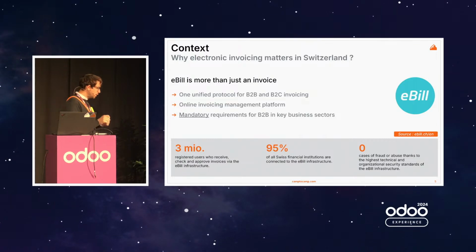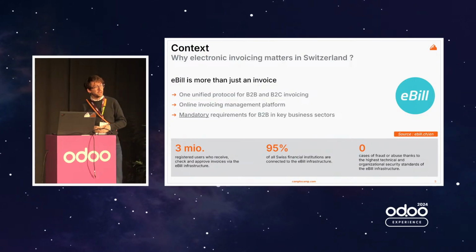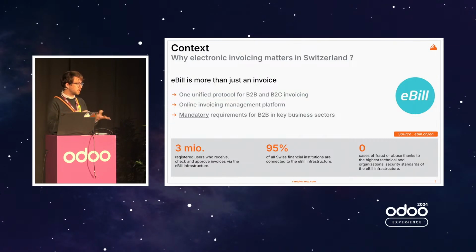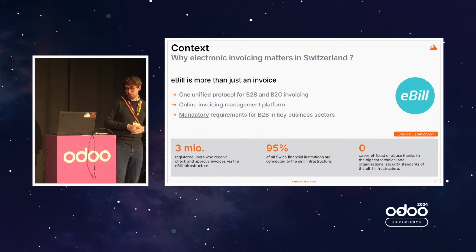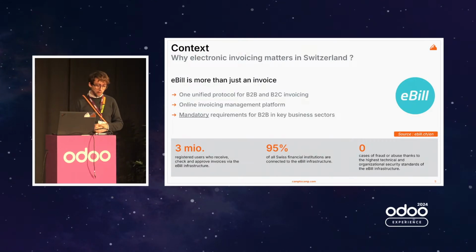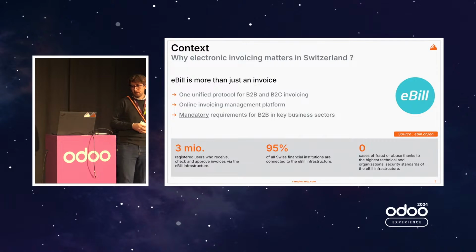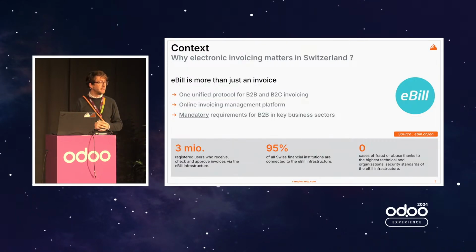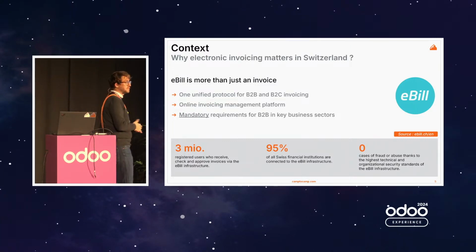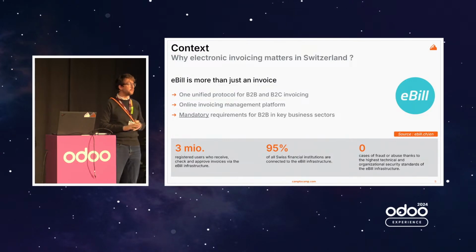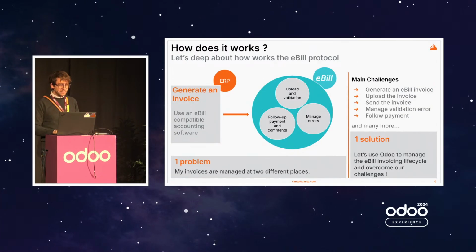So, some small numbers about eBill to understand how important it is. We are talking about 3 million registered users or companies, that can be a company or a person, that receive, check, and approve eBilling directly on the online platform. We're also talking about 95% of Swiss financial institutions. What is a Swiss financial institution? It's a bank, obviously, that is connected to the eBill infrastructure. That means I can pay and I can receive payments. And one key thing, because it's payment: zero cases of fraud or problems in that standard. So very cool.